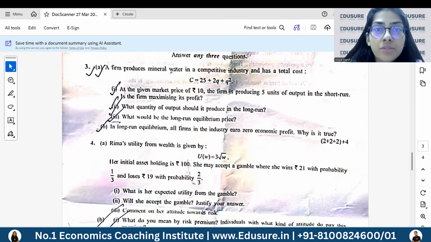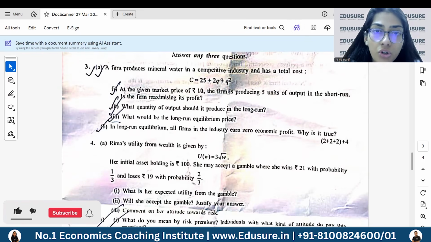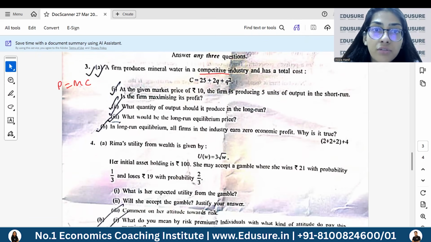Part A, a firm produces mineral water in a competitive industry and has a total cost at the given market price. This is perfect competition, so you know P is equal to MC करना है बस. The firm is producing 5 units of output in the short run. Is the firm maximizing its profit? You just have to calculate MC and see if ये equate हो रहा है कि नहीं.